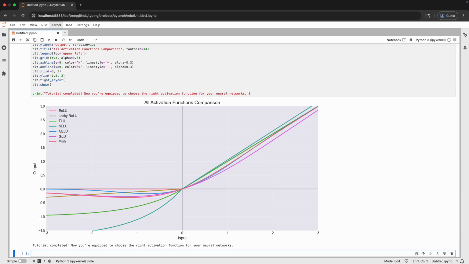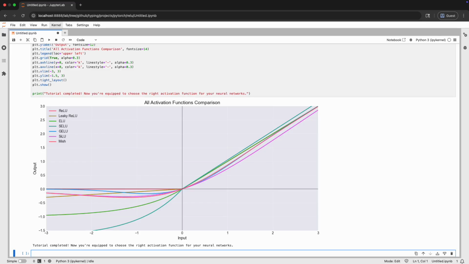We can see the sharp simplicity of ReLU, the slight negative slope of Leaky ReLU, the exponential curves of ELU and SELU, and the smooth non-monotonic shapes of GELU, CELU, and Mish. Each function represents an evolution in our understanding of how to introduce nonlinearity in neural networks. Tutorial completed. Now you're equipped to choose the right activation function for your neural networks.